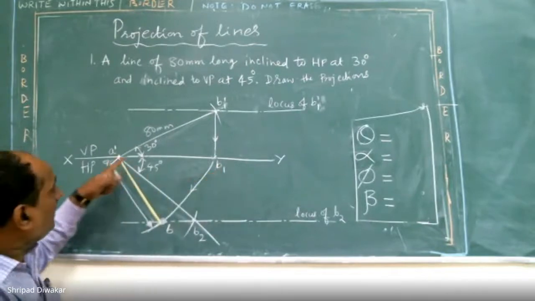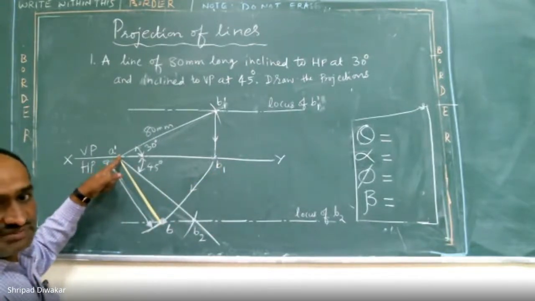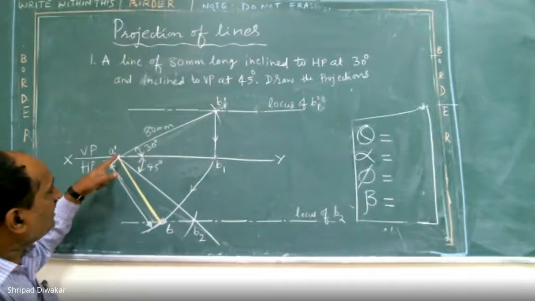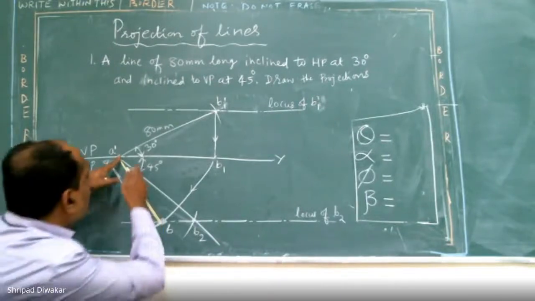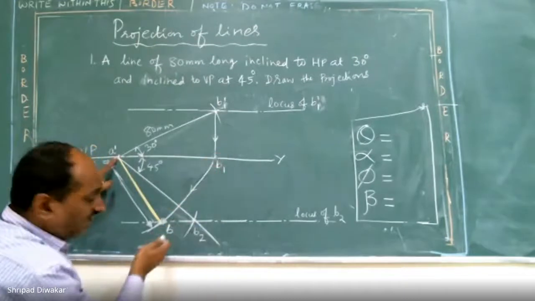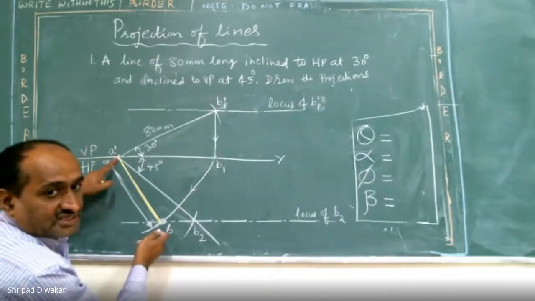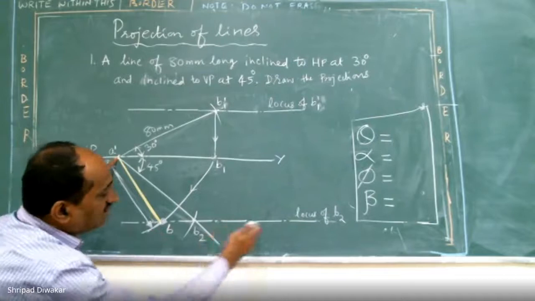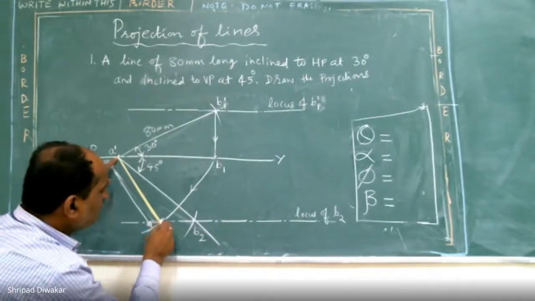Next step, take this point. This is a common point. From this point, take the compass, take this as center and AB1 as radius. Draw the arc in this direction, downward direction. It cuts the locus of B2 at some point.